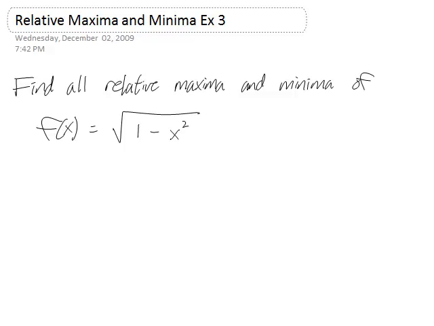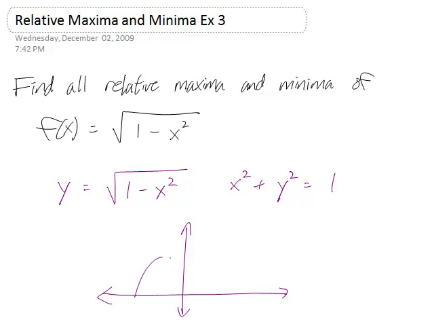So we want to find the relative maxima and minima of f of x equals the square root of 1 minus x squared. It may be helpful to notice that y equals the square root of 1 minus x squared is actually the top half of x squared plus y squared equals 1. So the graph of this function is a semicircle with radius 1 centered at the origin.